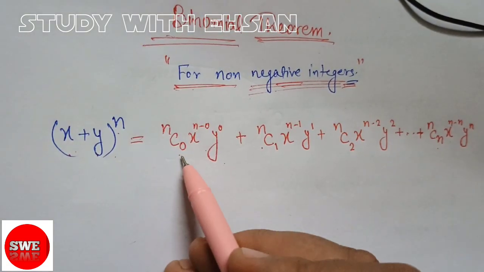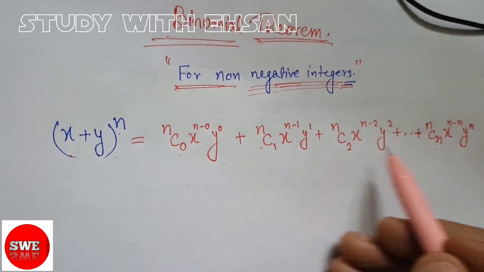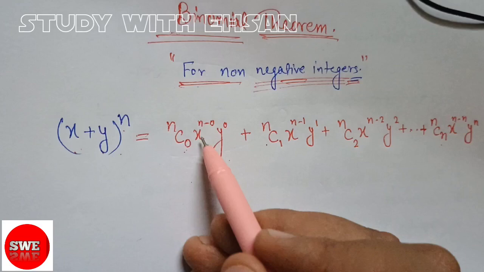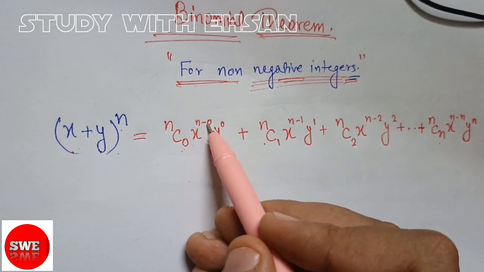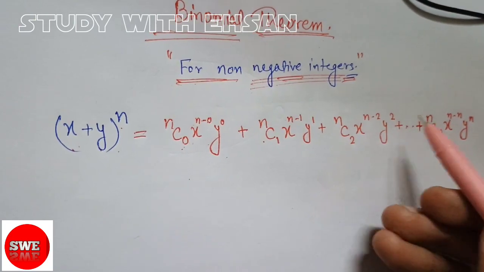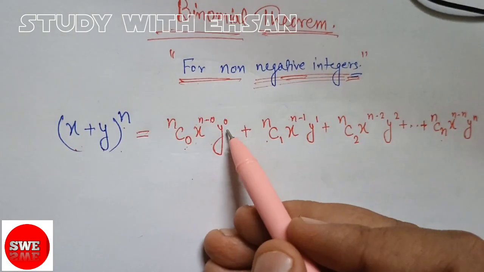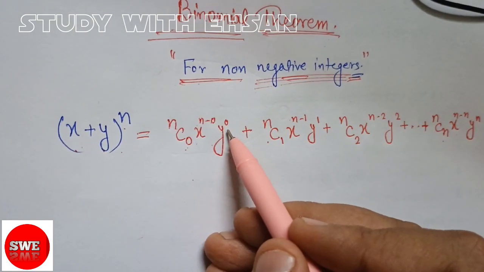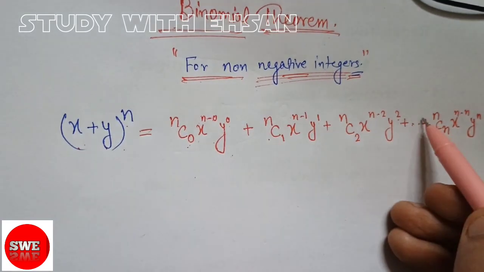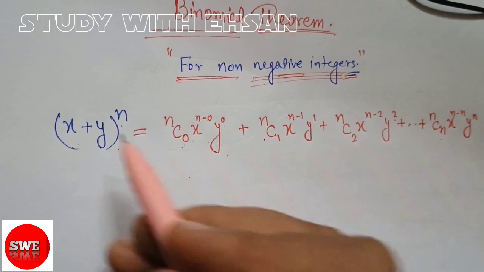See here, nC0, the number is 0, now it is 1, now it is 2, now it is 3, 4, 5, and goes up to n. And here the powers of x: n minus 0, then n minus 1, then n minus 2, then n minus 3, n minus 4, n minus 5, and up to what? n minus n. Similarly, the powers of y: it is 0, then 1, then 2, then 3, then 4, then 5, and goes up to what? The number n.